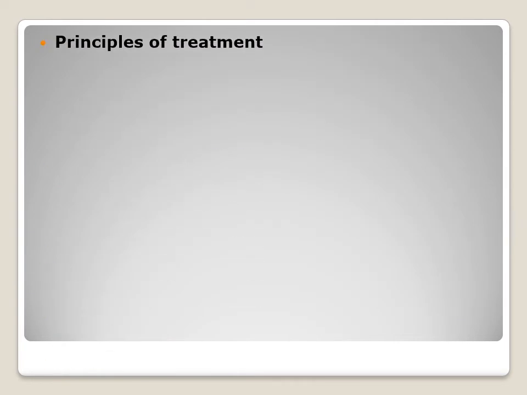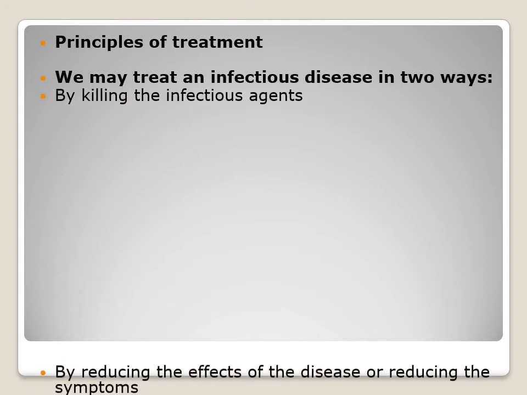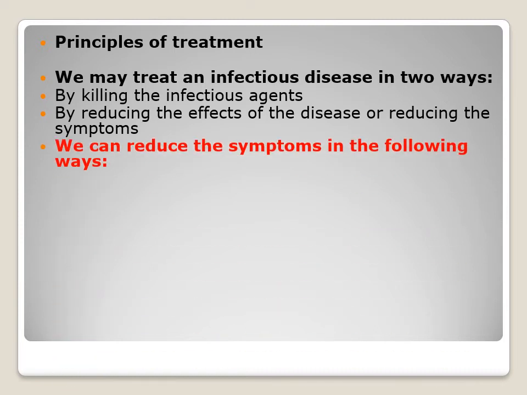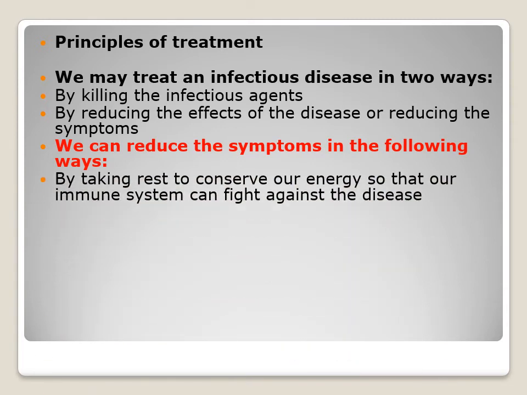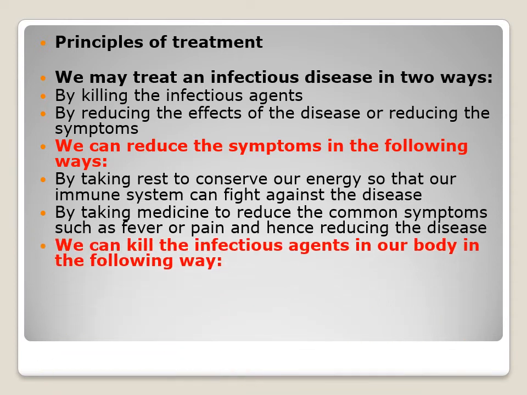A very important part of this particular chapter is the principles of treatment. There are two important principles of treatment. One is to kill the infectious agents, and number two is to reduce the effects of the disease or reduce the symptoms. Now, how do we reduce the symptoms? We reduce the symptoms such that we can conserve our energy. We get enough time such that our immune system can fight against the disease. Also, we can take some medicines which can reduce the common symptoms such as fever or pain.